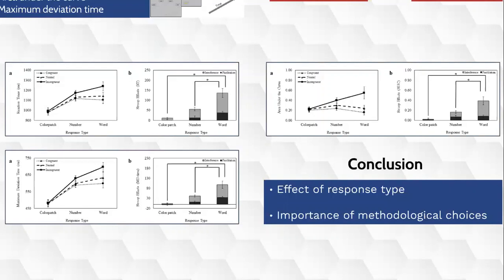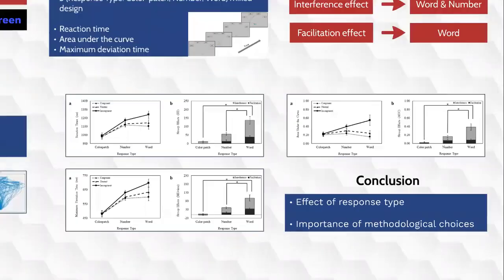To conclude, we showed that response type affected the Stroop task and the Stroop effect, and we cannot use color patch, word, and number interchangeably. So the methodological choices that researchers make should be considered when interpreting the results.